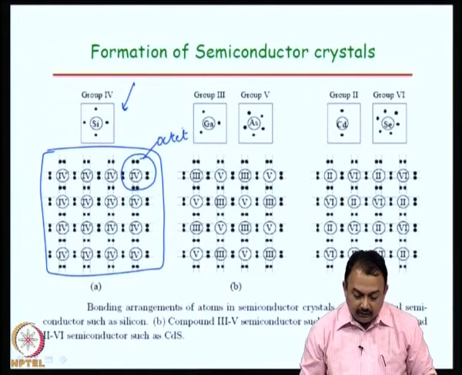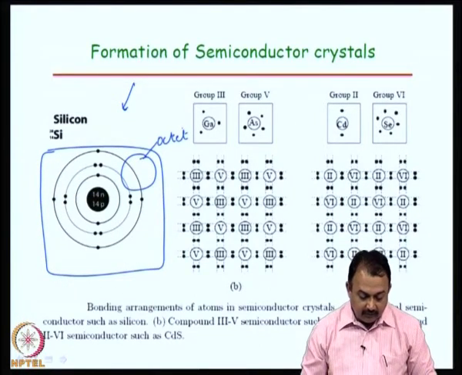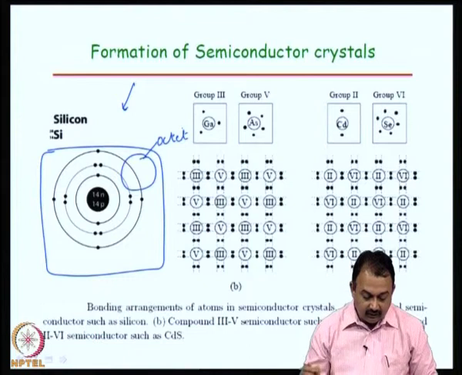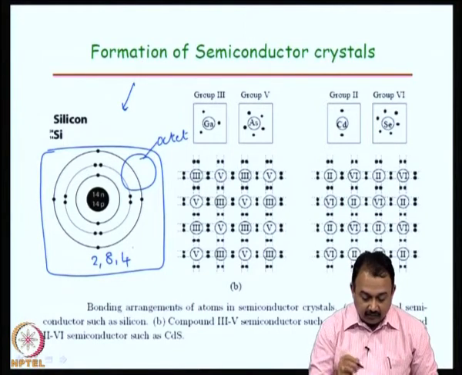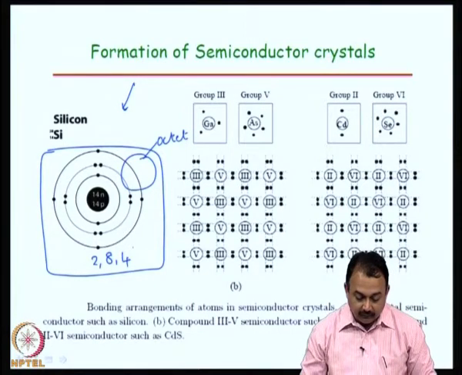Now, in this case, for example, as you can see here, silicon has a 2, 8, 4 configuration: 2 inner electrons, then the second shell has 8 electrons, and the outer one has 4 electrons. Therefore, it enables covalent bonding.